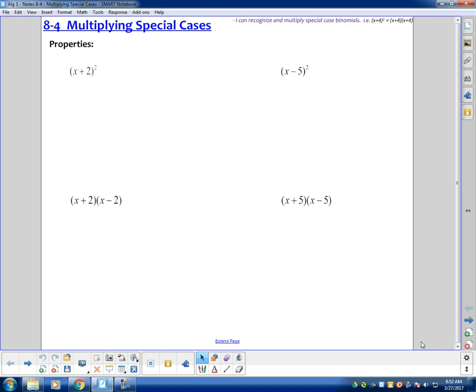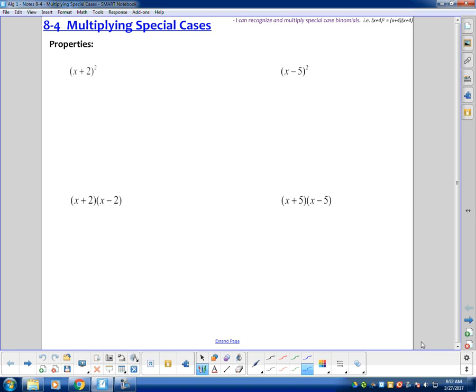This is 8.4, multiplying special cases. So we're talking about two different types of special cases, what we call perfect square binomials, and also what's called a difference of squares. So it works the same way as the multiplying of two binomials.